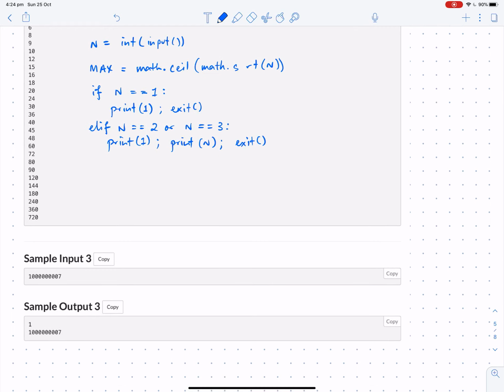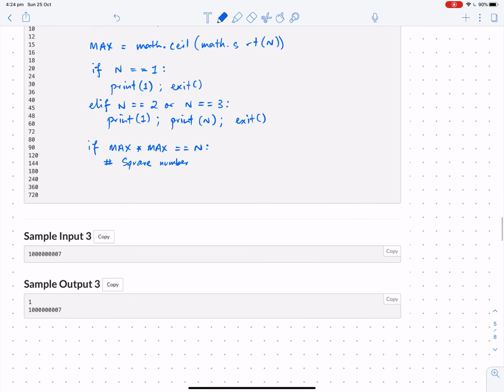Okay, so if max times max is n, then we have a square number that we have to be careful of. And I'm going to be careful in the following way. I'm going to start off my factors.